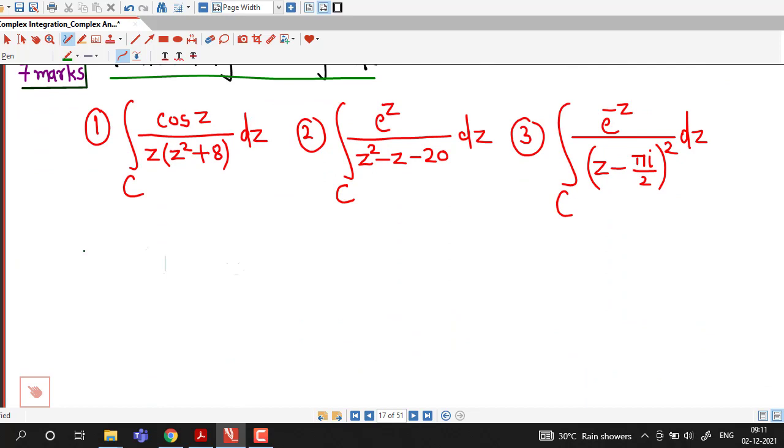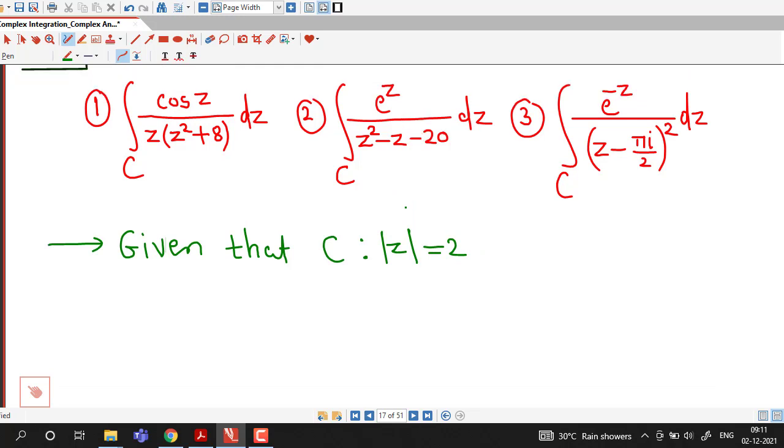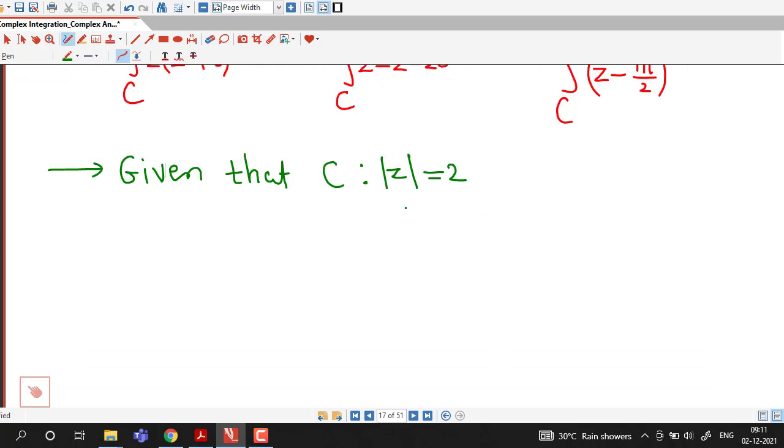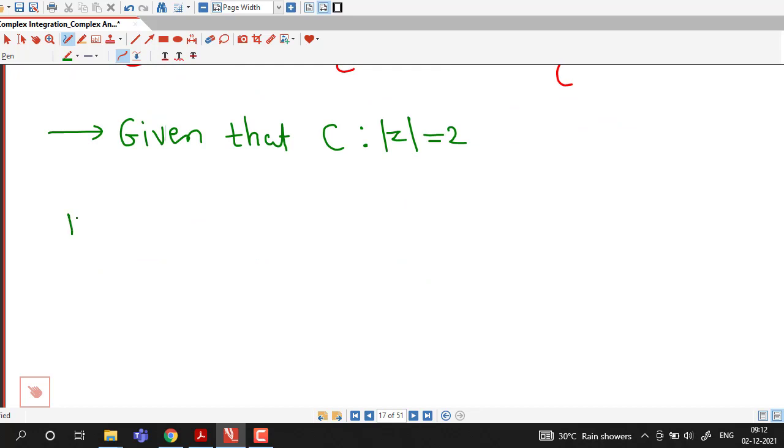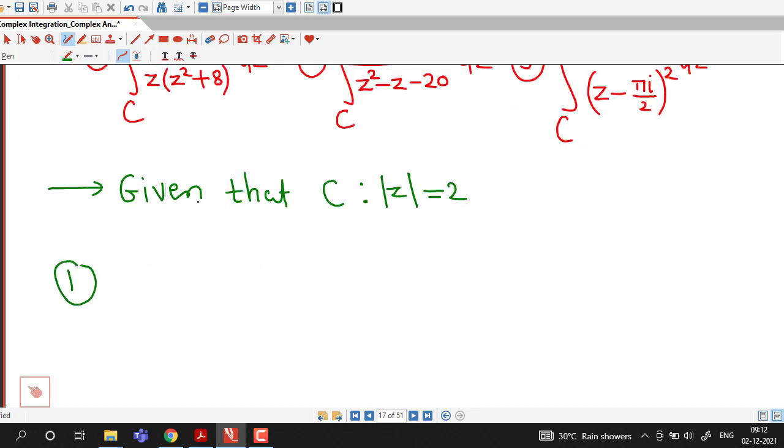In all these three integrals, the common part is the contour. Given that C is nothing but |z| = 2, that is, a circle with center 0 and radius 2, and we have to evaluate each of these three complex integrals along this contour |z| = 2. So we evaluate all these integrals one by one.